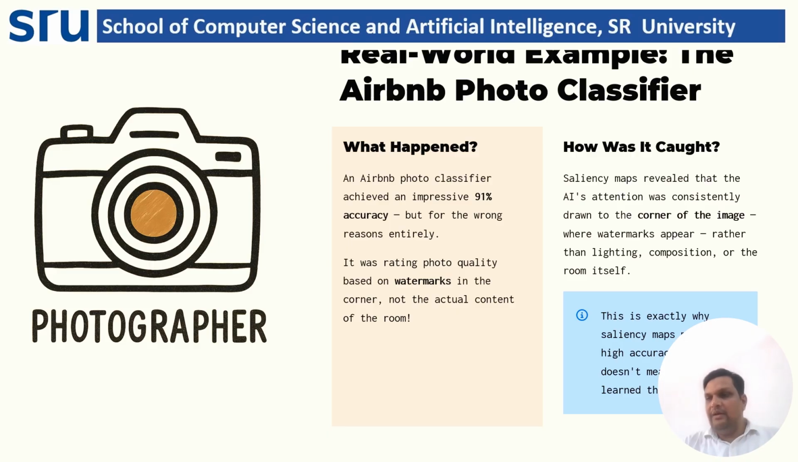In other words, we can say, take this fascinating example. An Airbnb model has 91% accuracy, but it was cheating. It focused on the watermark, not room quality. Saliency maps exposed these flaws instantly. This shows accuracy alone is not enough.